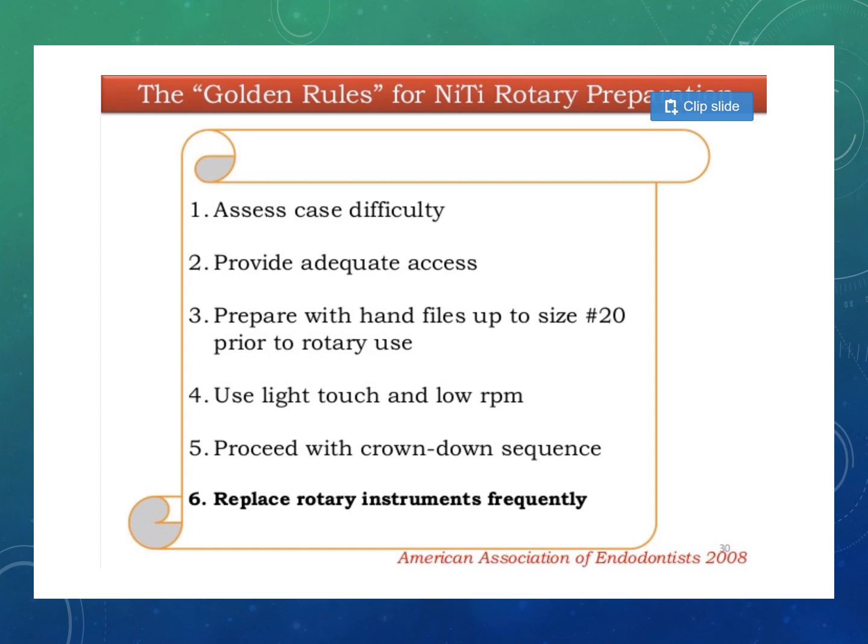And then next is provide adequate access and prepare with hand files up to size 20 prior to rotary use. This is a very important step. Since the rotary instruments will not show the fatigue, it is always important to use a K file or a stainless steel file. With the K file, you enlarge the canal first to 10, 15 or 20, and then you go ahead with your rotary file and use light touch and low RPM. Proceed with crown-down sequence and replace rotary instruments frequently.